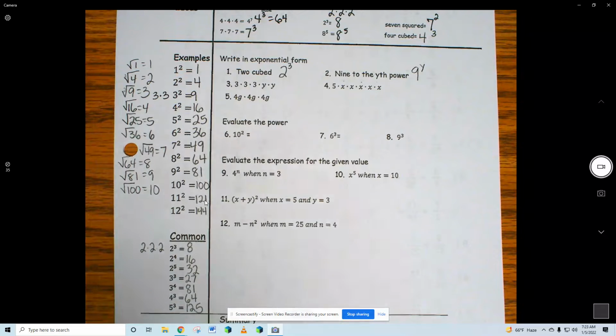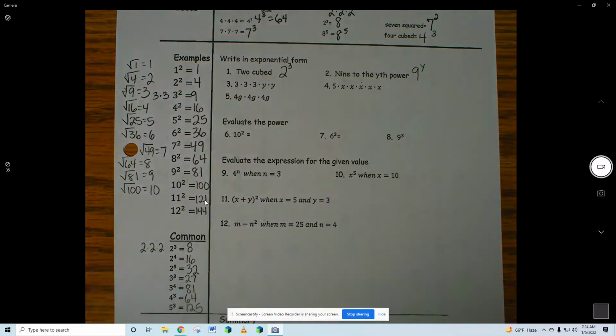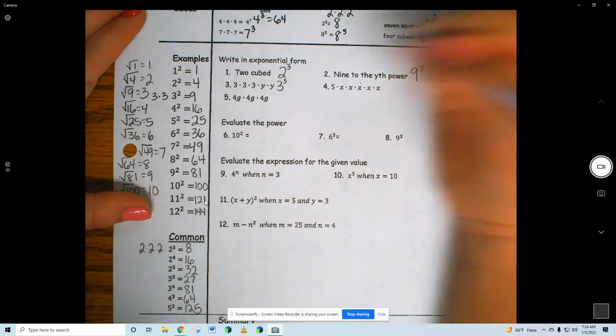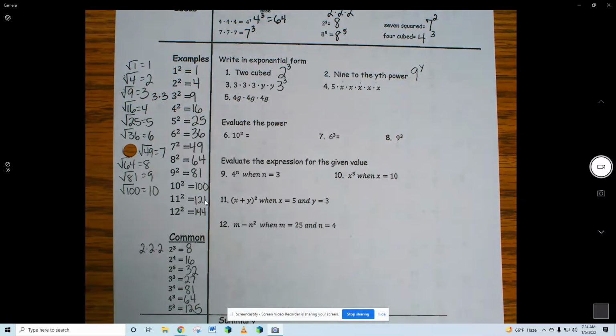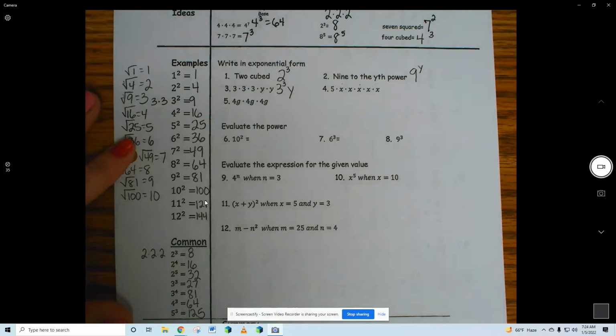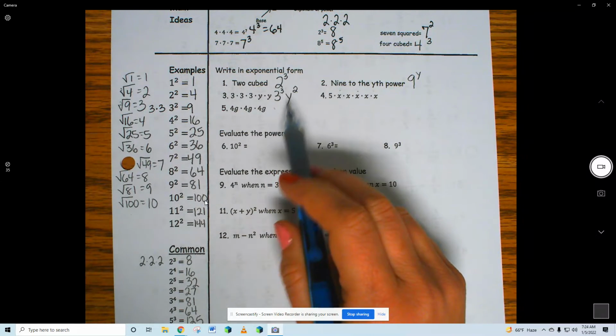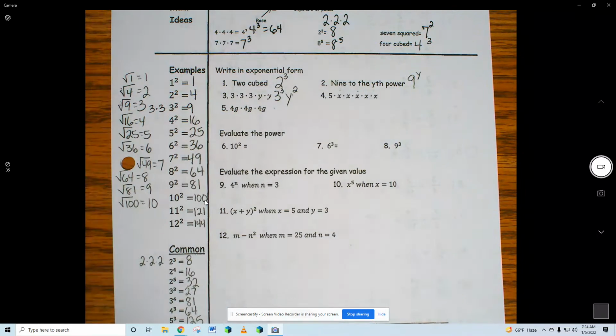Okay, number 3. 3 times 3 times 3. Write it using an exponent though. Don't write 27. Write it with an exponent. So I would put 3 to the, not the y yet. We'll do that next. How many 3's are there? There's 3 of them. So it's 3 to the 3rd. And then y to the squared. Good. So 3 cubed y squared. You need to know the vocabulary for this.